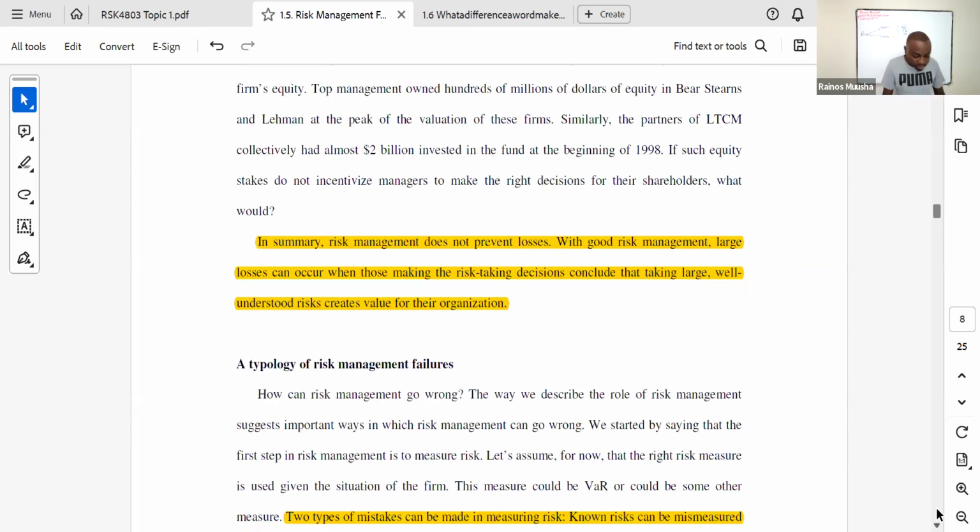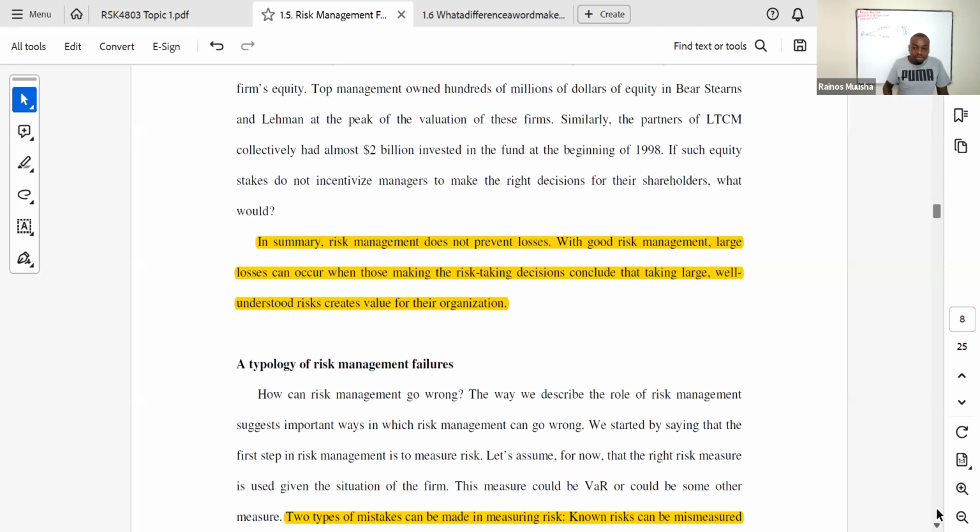So going forward, they also say, in summary, risk management does not prevent losses. So with good risk management, large losses can occur when those making the risk-taking decisions conclude that taking large, well-understood risk creates value for their organization. Which means just because you have a risk management process in place does not necessarily mean that you are going to be able to prevent the losses.